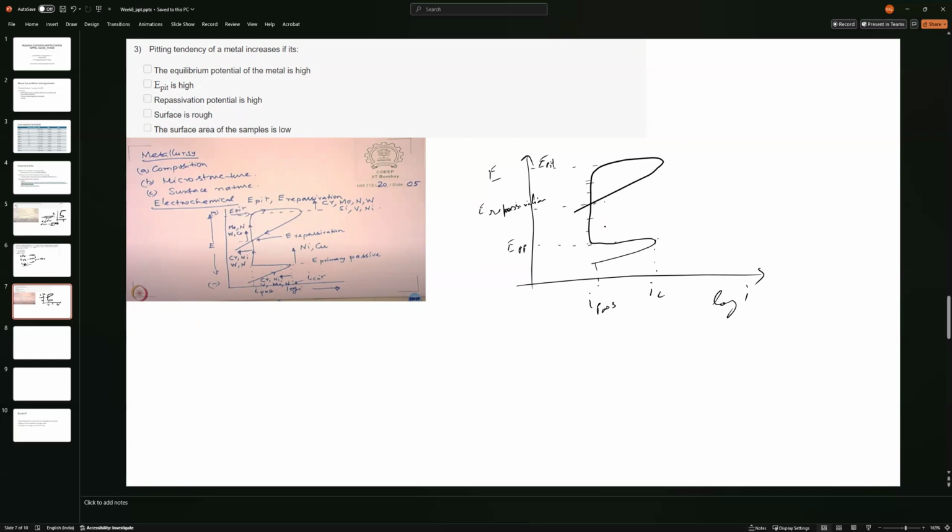I think in the solution they haven't mentioned it, but I feel that this should be a correct answer. If the equilibrium potential is high, it will be closer to the E pit value, and its pitting tendency will increase. If E pit is high, your pitting tendency will decrease. If the repassivation potential is high, it reduces pitting.